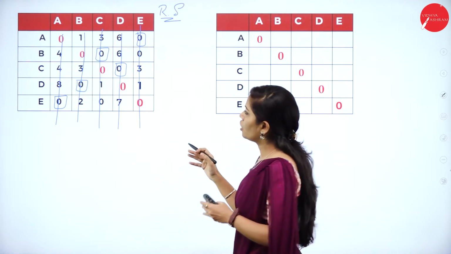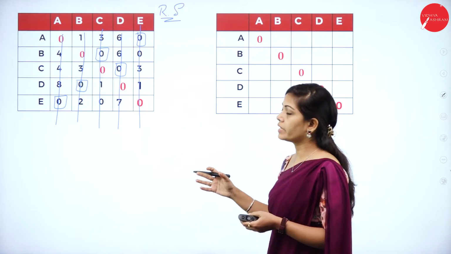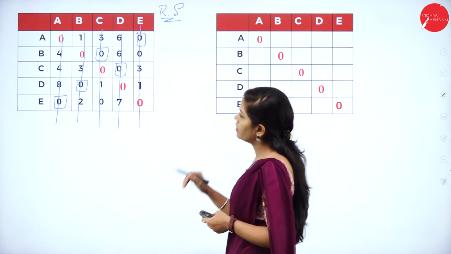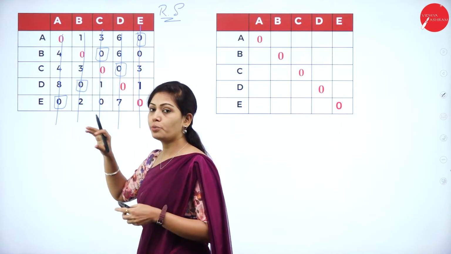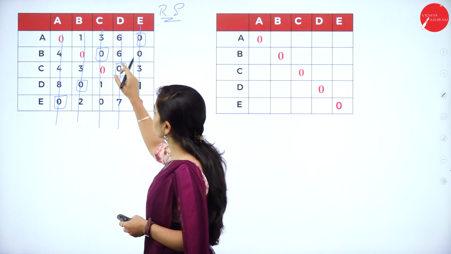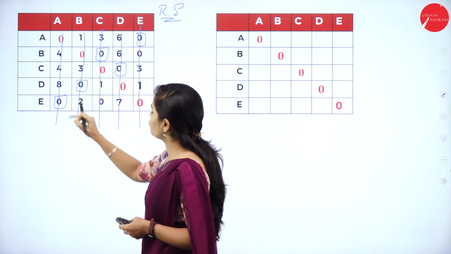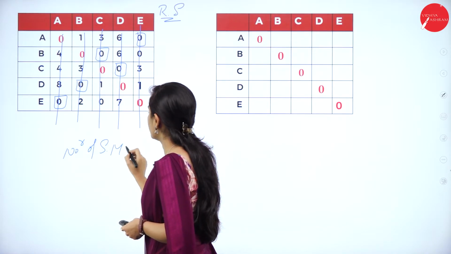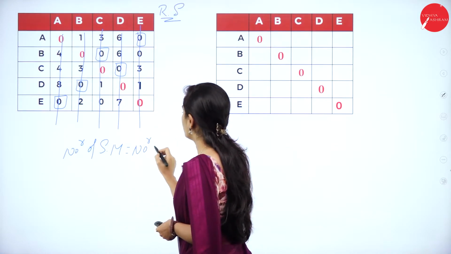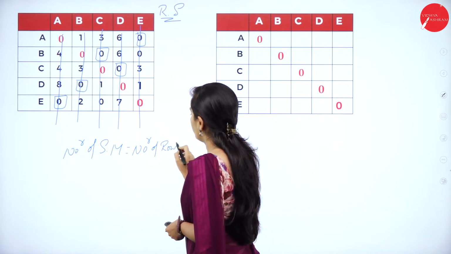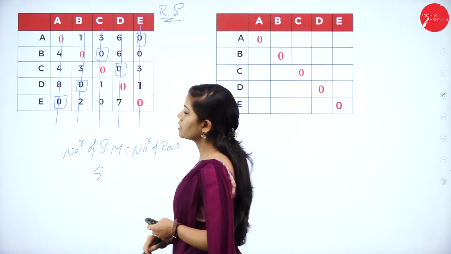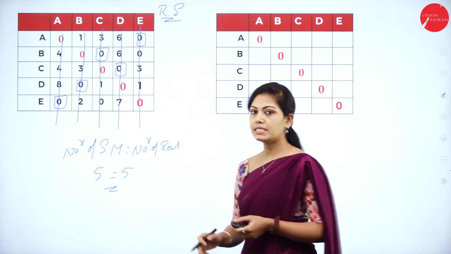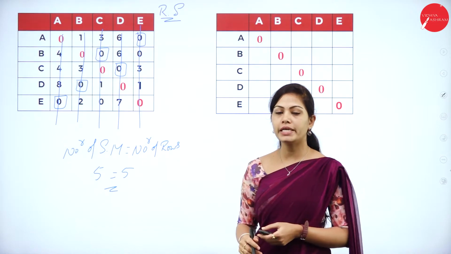So now, all the assignment has finished. So you can cross verify whether it is satisfying the optimality solution or not. Here, the number of square marked should be equal to the number of rows. How many square marked are there? 1, 2, 3, 4, 5. So the number of square marked is equal to the number of rows. We have 5 square marked, 0 assigned, and 5 rows. Is it equal? Yes, it is equal. It's satisfying the optimality condition.